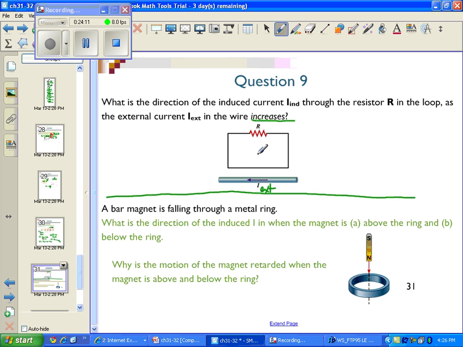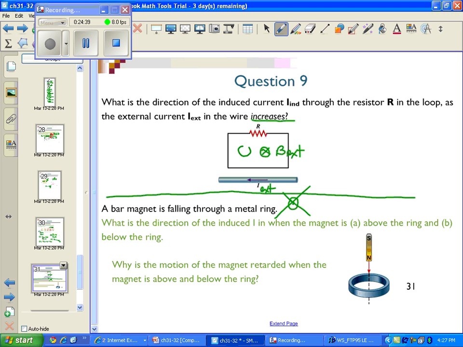The direction of the magnetic field is into the loop, and below the wire, it's out of. But we don't care about the below part because that doesn't cut through the loop. We only care about the above part. So this defines the external magnetic field, which cuts through the loop. Because the current is increasing, so will the magnetic field.